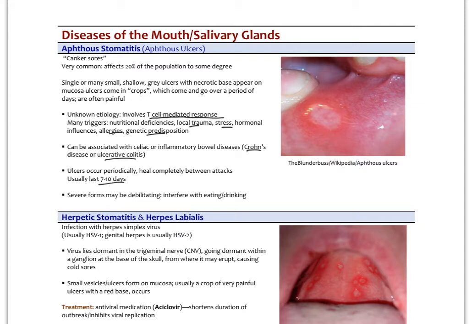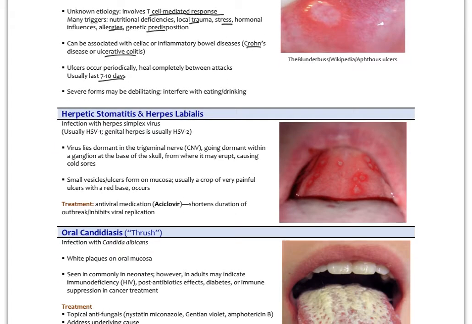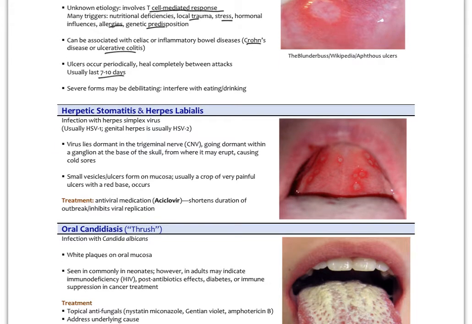It can be very severe and interfere with eating and drinking. The treatment is really supportive and trying to isolate the underlying etiology and to support that. So these are not precancerous or anything like that, but they can be painful and they can interfere with activities of daily living. Now, we have to differentiate the aphthous stomatitis from herpetic stomatitis or herpes labialis.